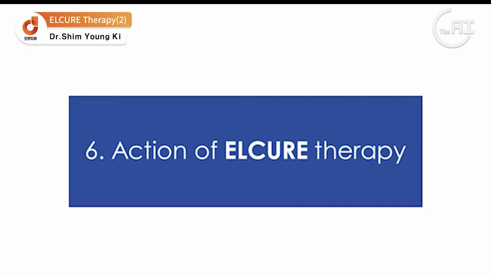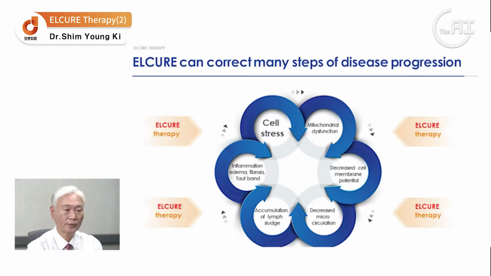Number 6, action of ELCURE therapy. Disease progression: cell stress and mitochondrial dysfunction, decreased cell membrane potential, decreased microcirculation, accumulation of lymph sludge, inflammation, edema, fibrous tau band. That is the vicious cycle of disease progression, and ELCURE can help at every step of this disease progression.